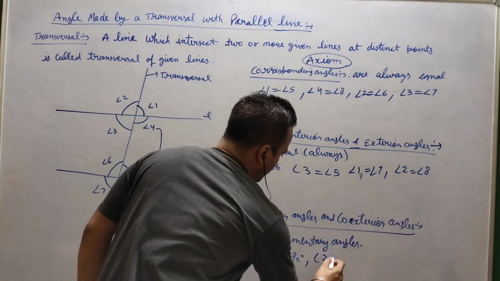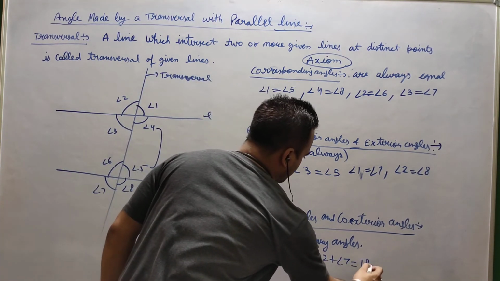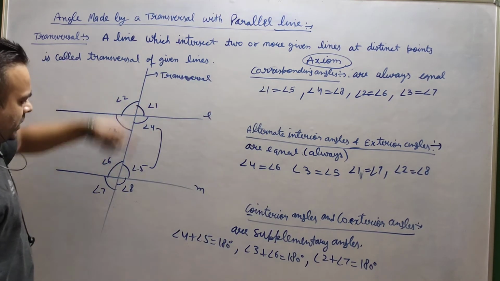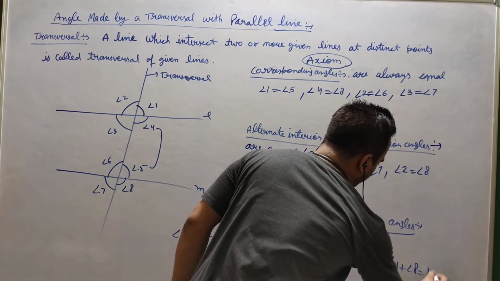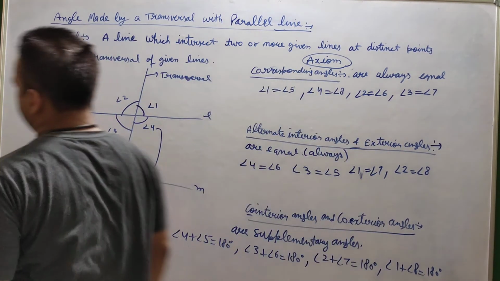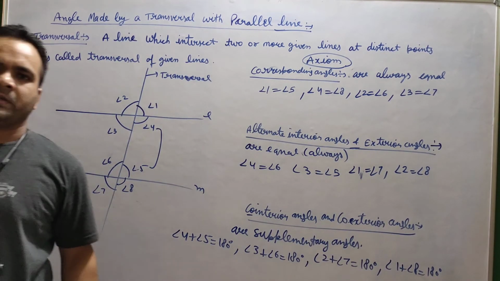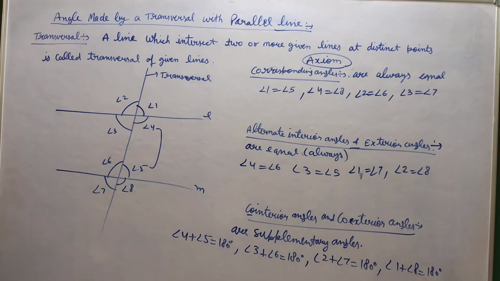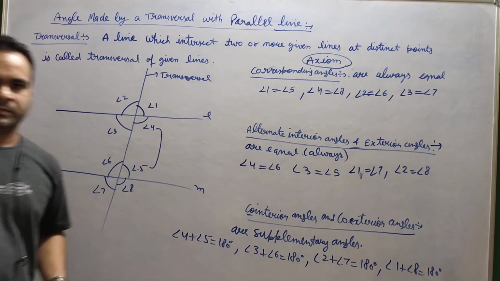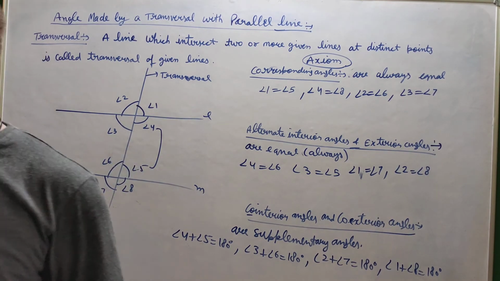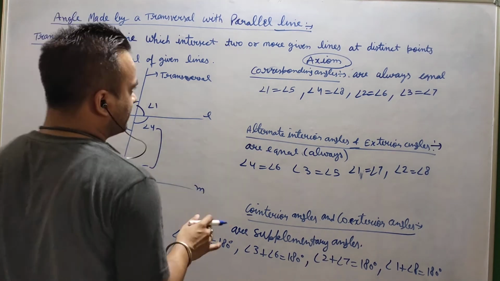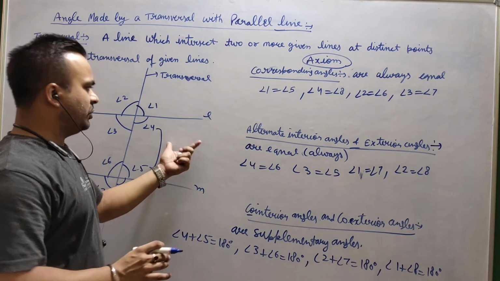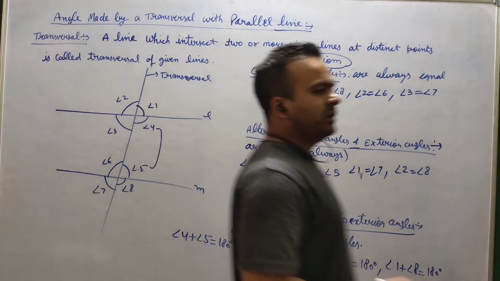So angle 2 plus angle 7 is equal to 180 degrees. Then angle 1 plus angle 8 is equal to 180 degrees. So this is a very important axiom for higher classes also. We always use it. So class, please try to make your own figure and try to write it again and again.